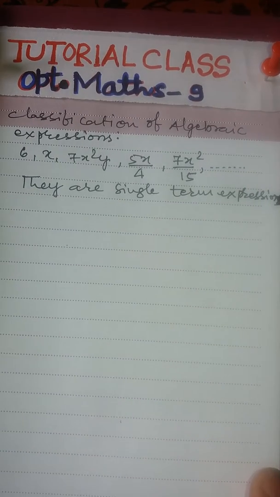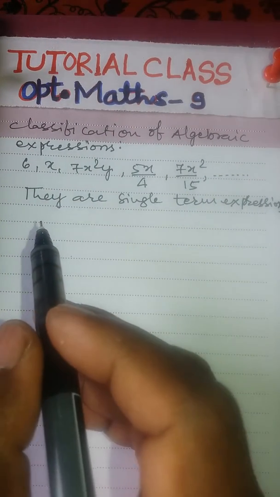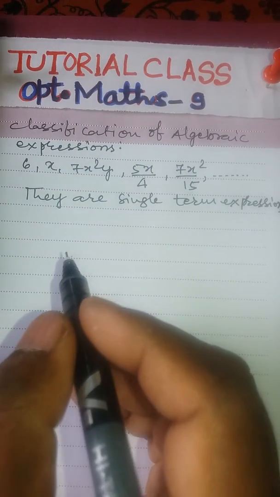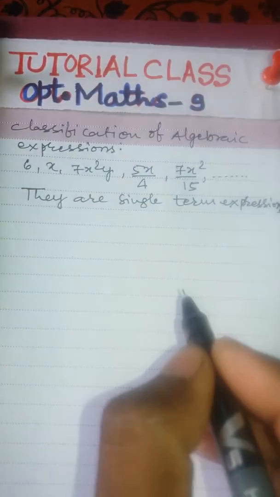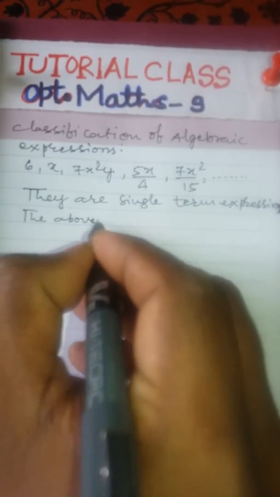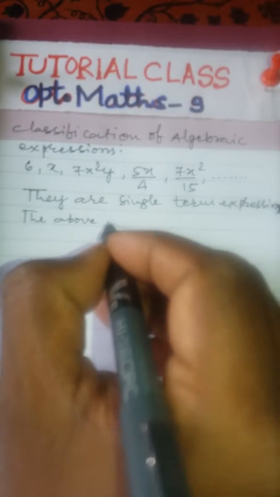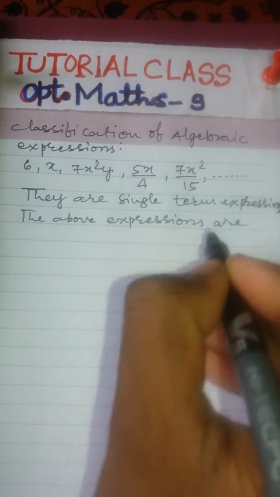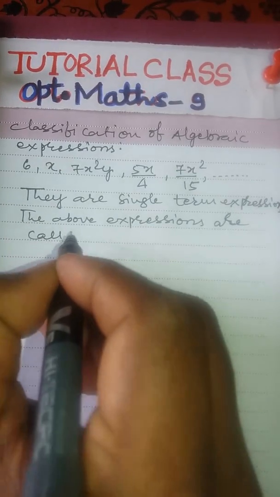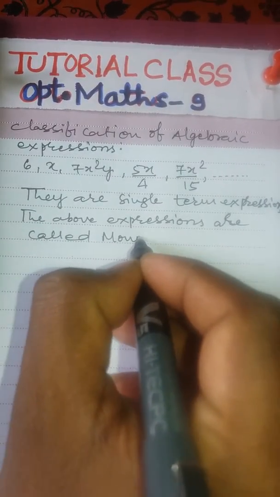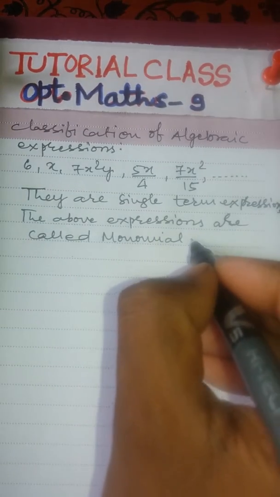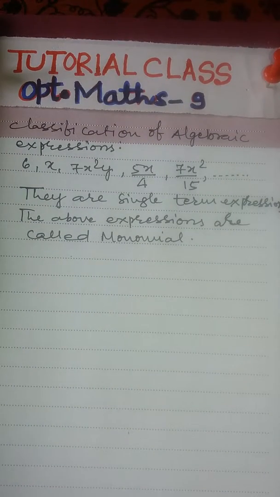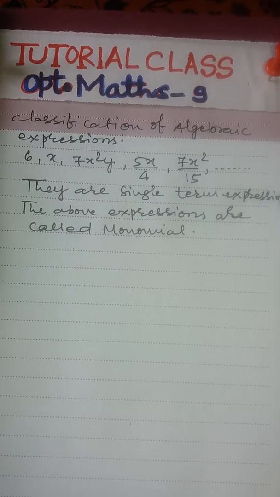If in an algebraic expression there is one term, then it is called a monomial. That is why the above expressions are called monomials. Monomial means an algebraic expression which has one term.